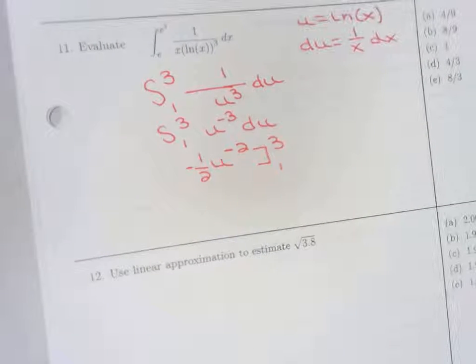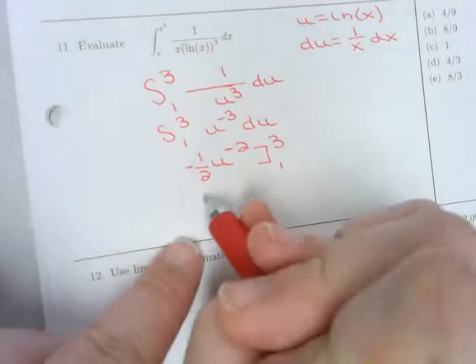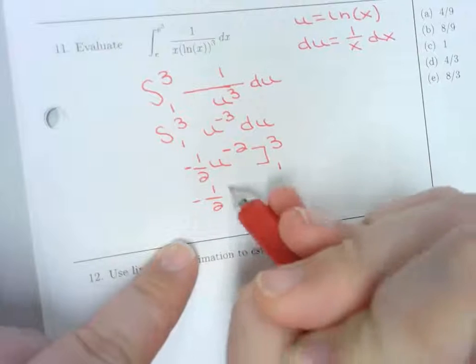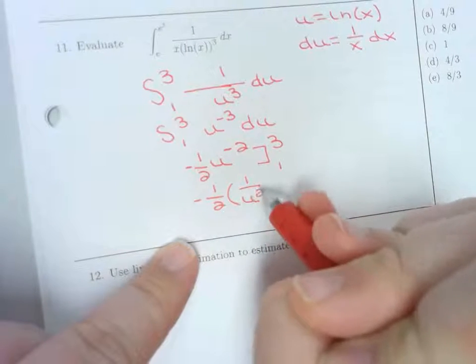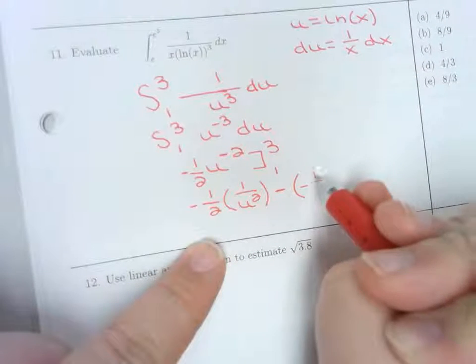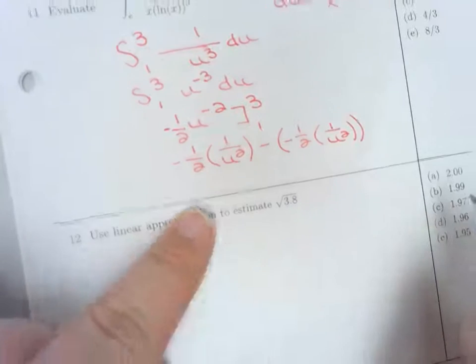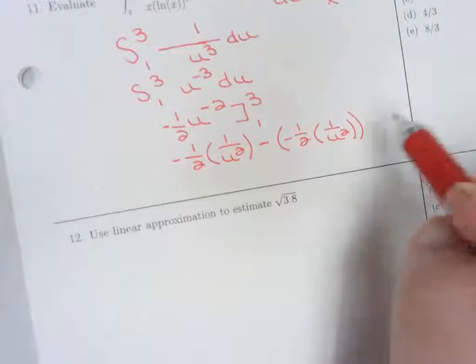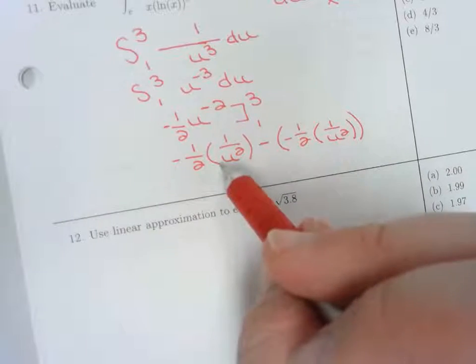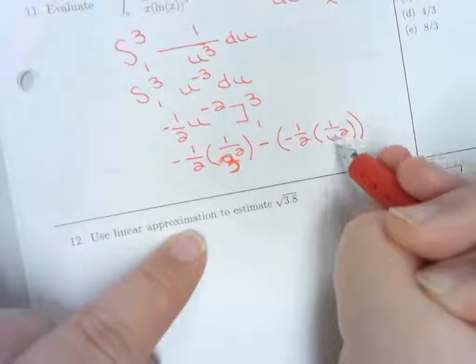Now, if you kept your interval in terms of e and e to the third, then you'd have to plug x back in. But since I replaced it at the beginning, we're good. Negative a half times 1 over u squared, because I'm making that u to the negative second into the denominator, minus negative 1/2 times 1 over u squared. I should have just plugged in 3 and 1.